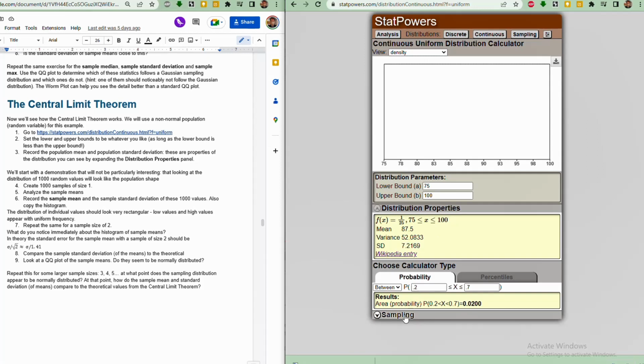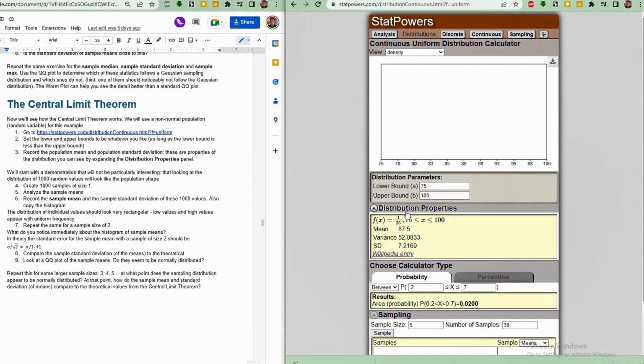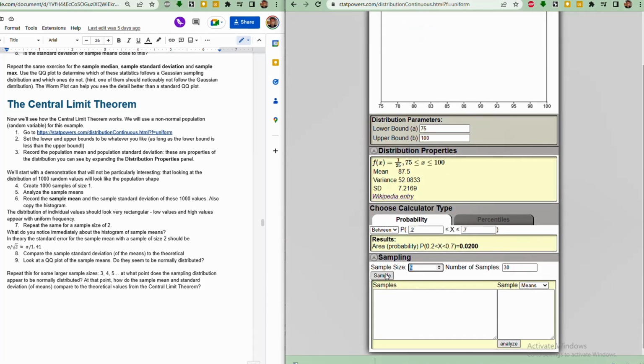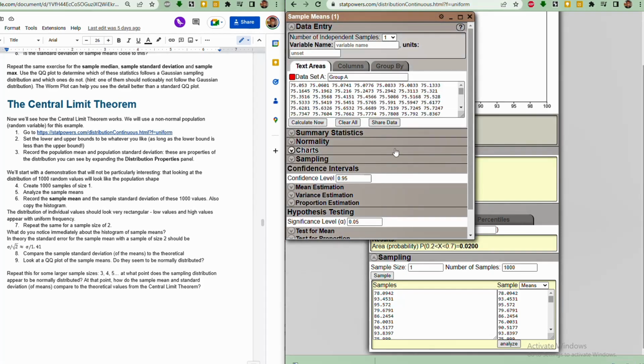Okay, so let's do some sampling. We're going to start with a sample size of 1, and we're going to do a lot of these samples. You'll see every value on the left is exactly the same as the value on the right. The mean of one number is just that one number. So if I analyze those, this is really just looking at a sampling of 1,000 values from the uniform distribution. They've been sorted from lowest to highest.